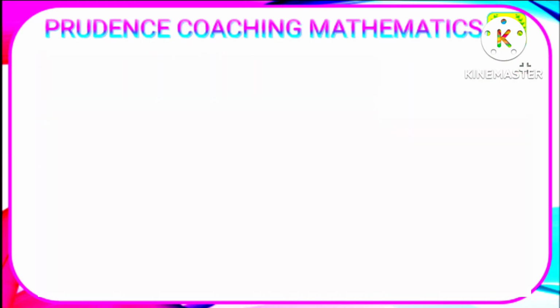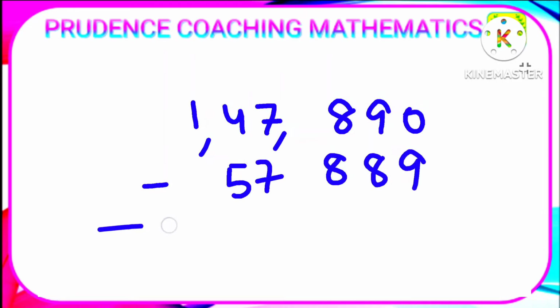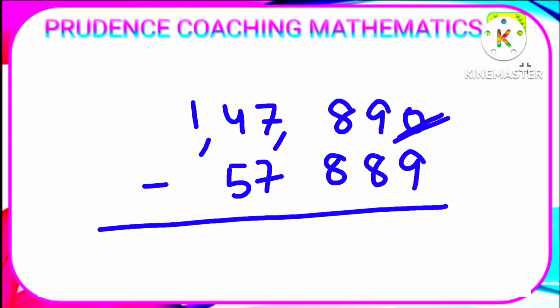So here we have 1,47,890 minus 57,889. So let us subtract. 0 minus 9 is not possible. So 10, we will assume we are taking 1. We are borrowing from this 9. So this is 8. 8 minus 8 is possible. So we will not do anything over here.